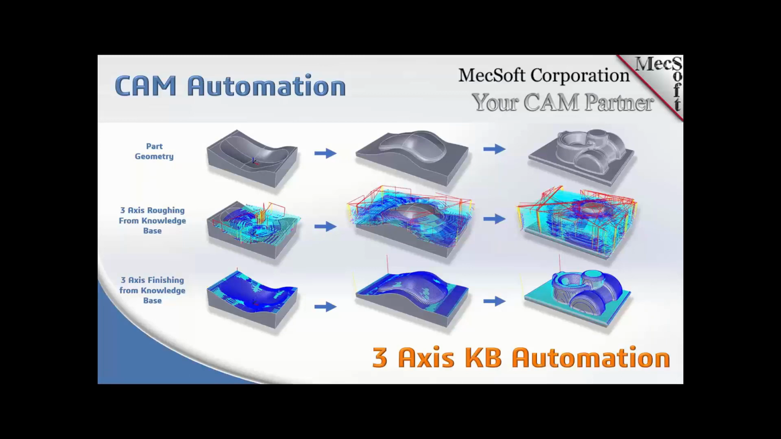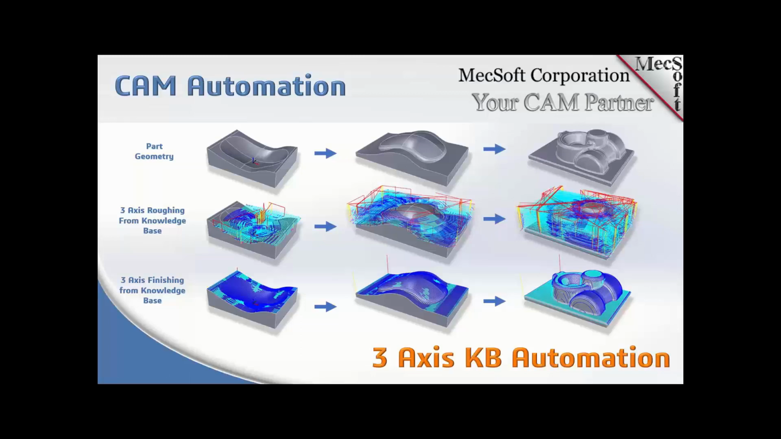Knowledge bases in 3-axis. What you see right here is a progression of three files. If we look in the top left corner, we have a starting part that we're going to program with a roughing operation and a parallel finishing operation, and we're going to save that out to a knowledge base. And then we're going to load 2 other files and apply that knowledge base and have those toolpaths generate automatically.